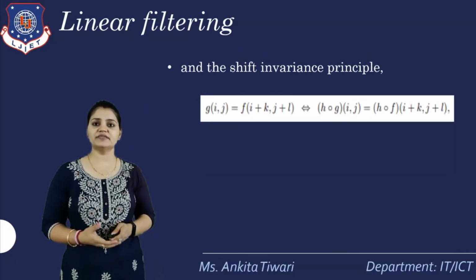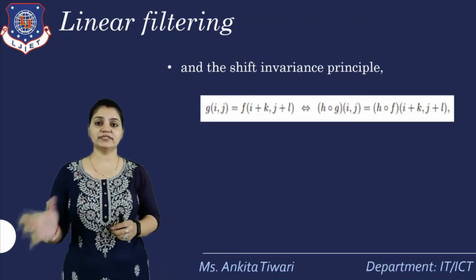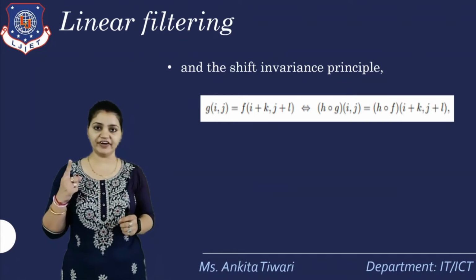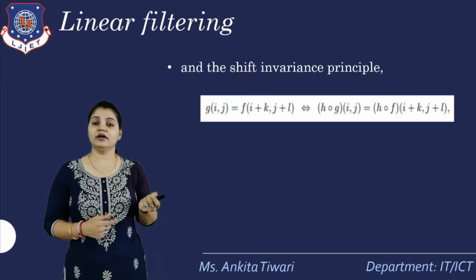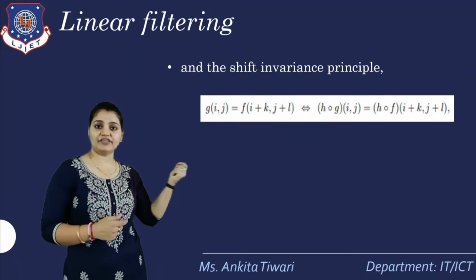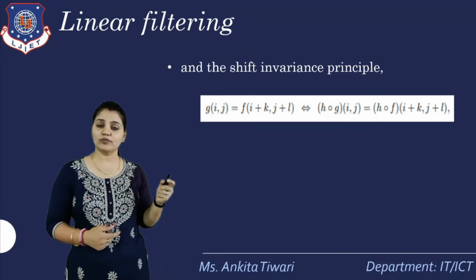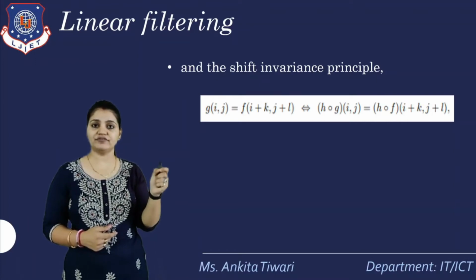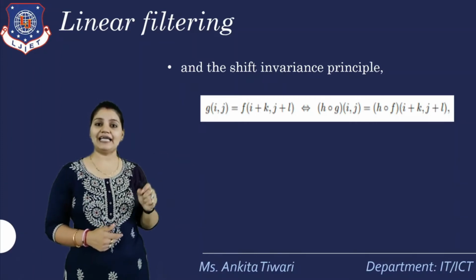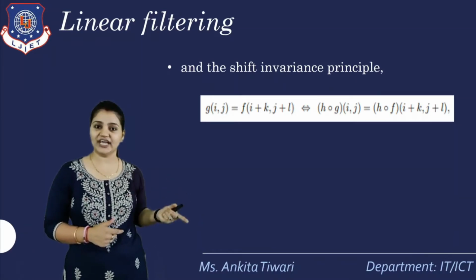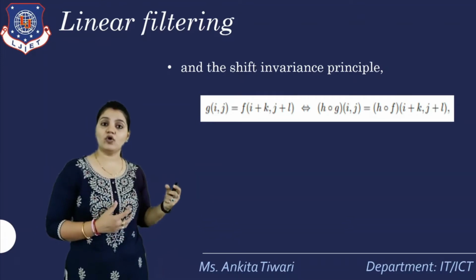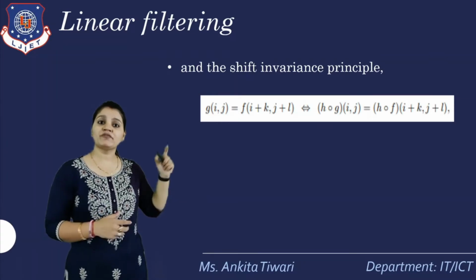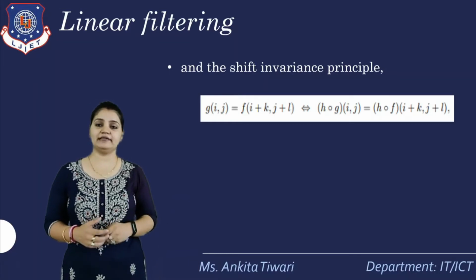And the shift invariance principle that we have, that is g of i comma j, meaning rows and columns, is equal to f of i plus k comma j plus l, which is already defined in the first one, which is the same as h of f. Here the o is a symbolic notation, it's not zero. It is a symbolic form of h with g of i and j, which is also written as h o f, a symbolic notation of functioning with respect to i plus k comma j plus l.